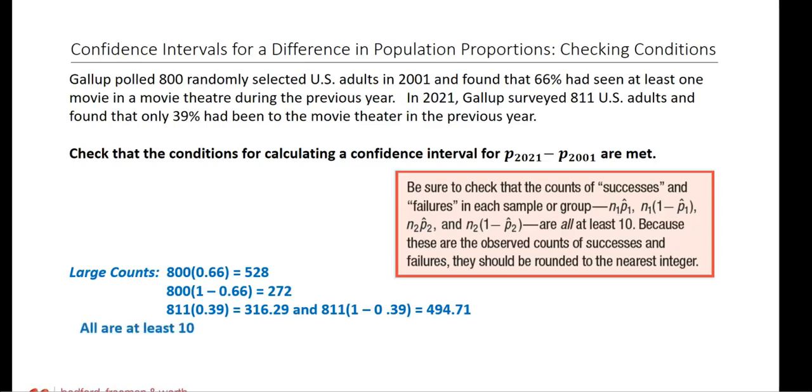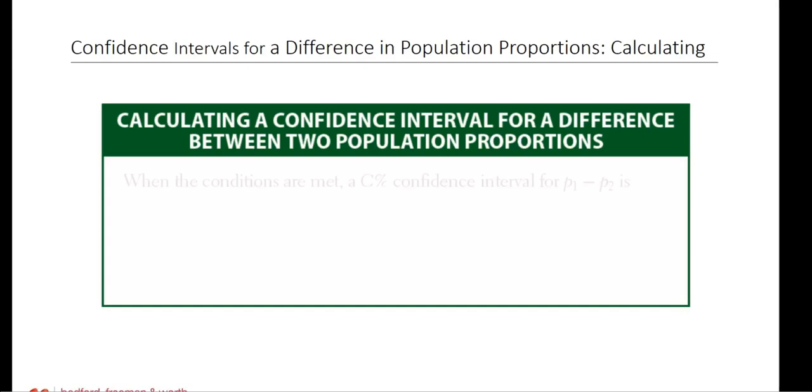And they did both of those in the same line, but actually they should have said 316 and 495 there, which would be better. Okay, they're all at least 10. Great. Okay, calculating a confidence interval for the difference between two proportions.